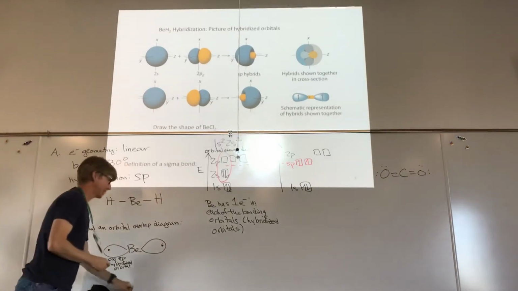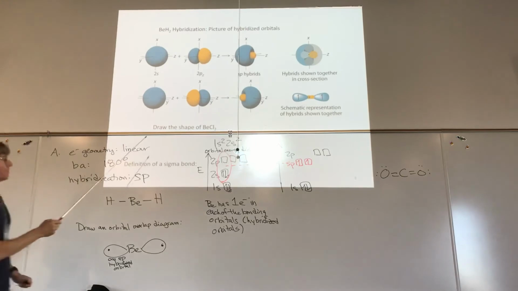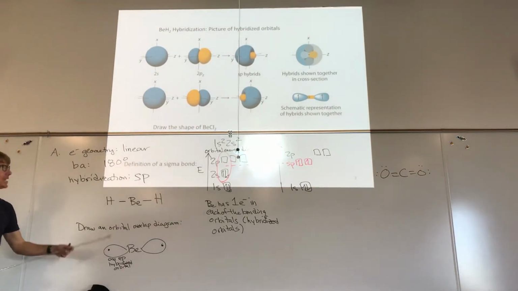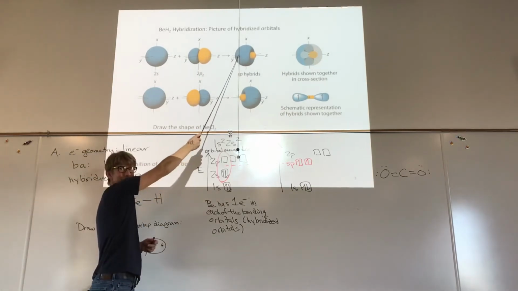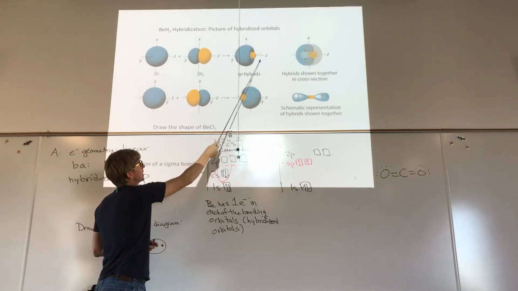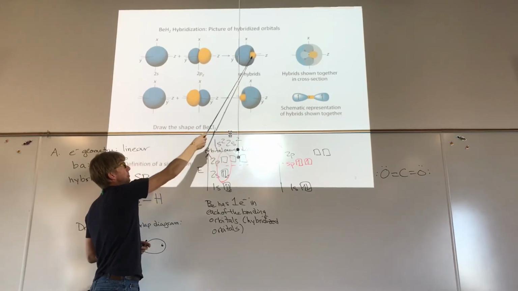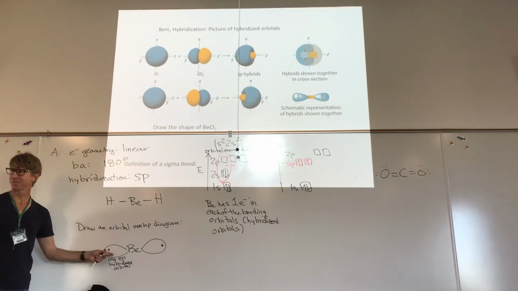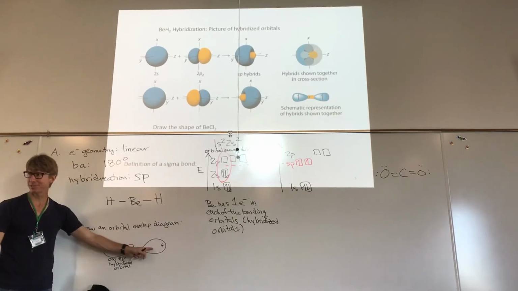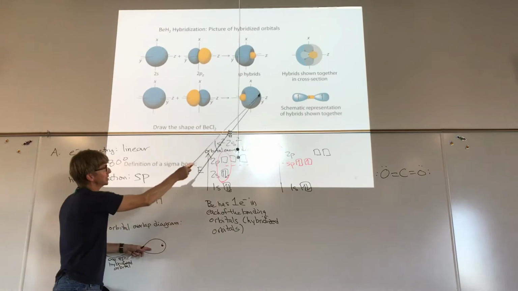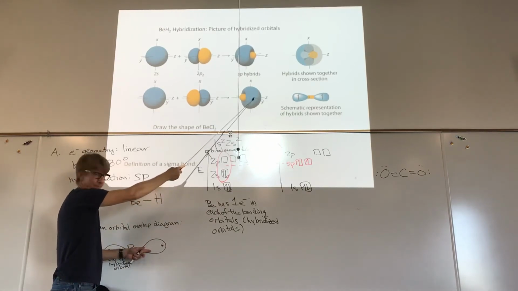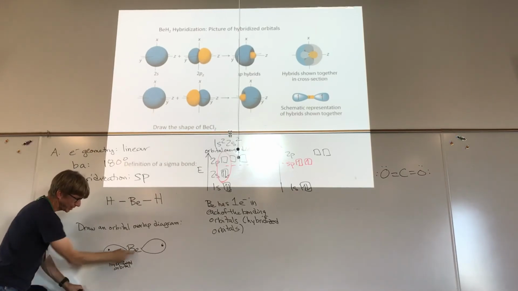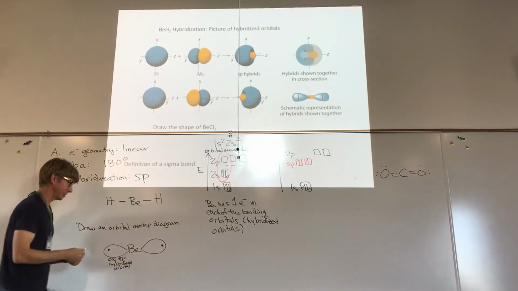And where's my pointer finger? Here's my pointer finger. So you see this thing right here? It is that. And technically, there's another smaller blip of opposite phase that we are not drawing. And you see this right here? That's this big blue part here. So this is another sp hybridized orbital.